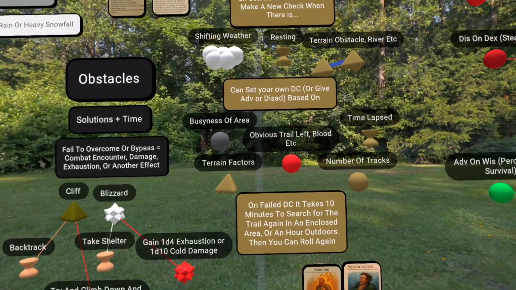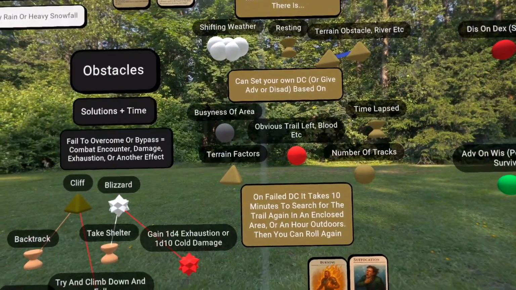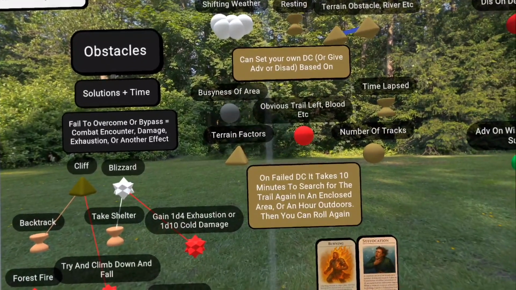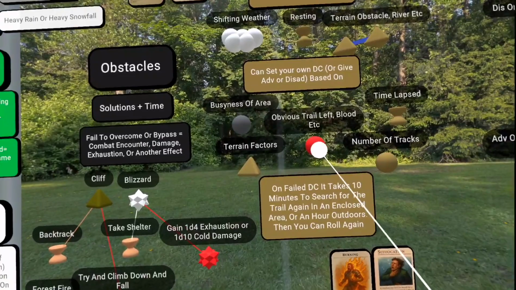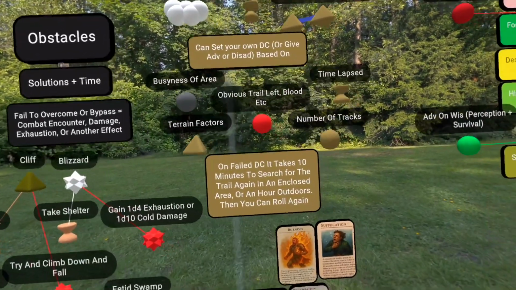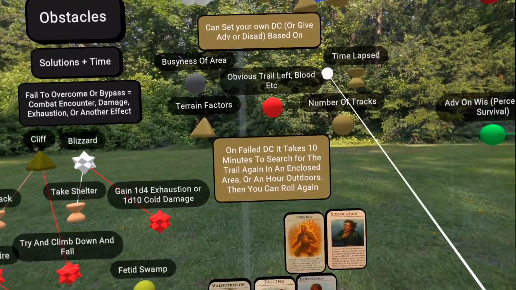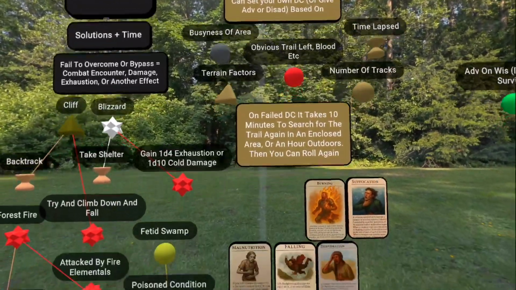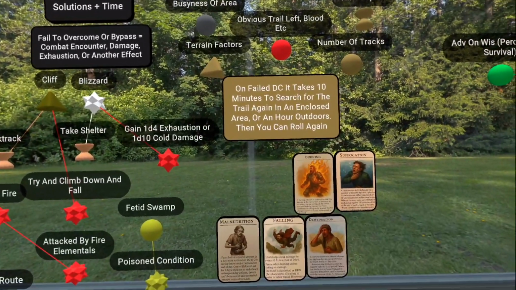You can set your own DC as well, based on different situations or things that may happen, say like how busy the area is, if there's a trail that the creature leaves, like maybe blood, how much time has lapsed. This just gives you a visual idea of how you can handle tracking in the game, all right?